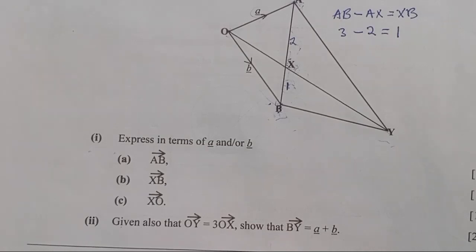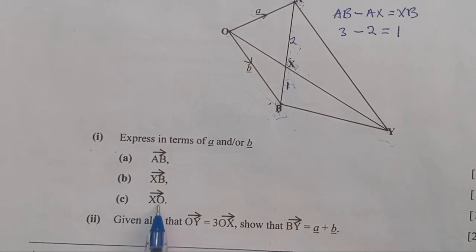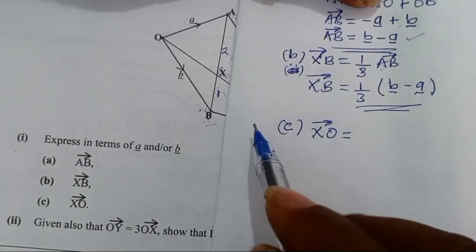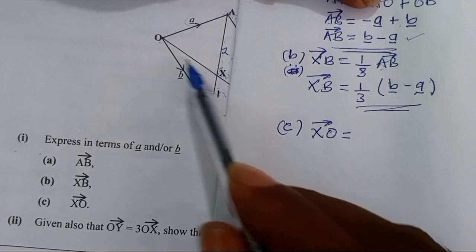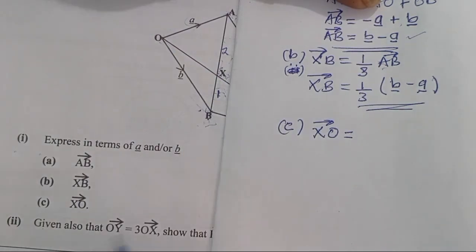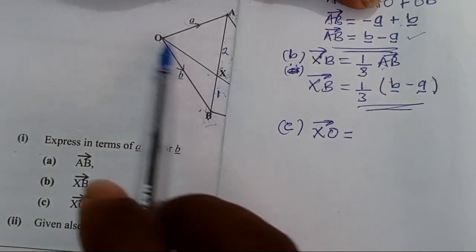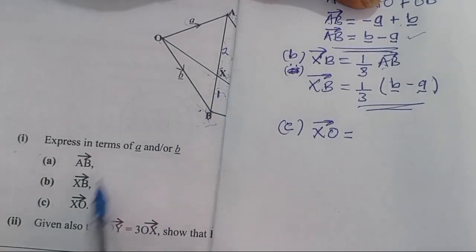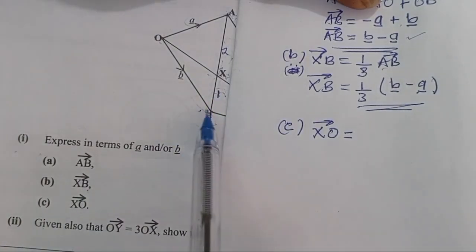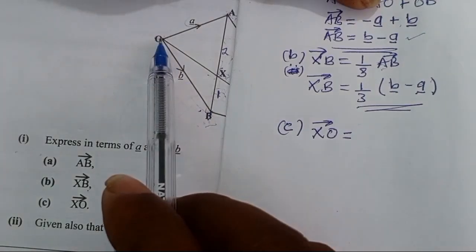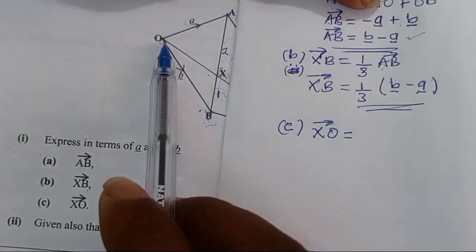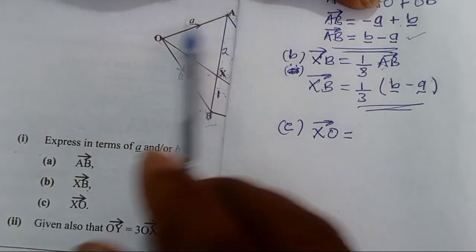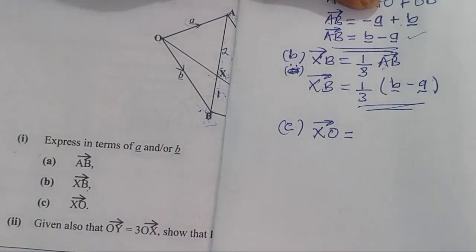So express in terms of scalar A and or scalar B, vector XO. So XO, in this case, I'll move triangular. XO is equal to XB. Do I have XB? Yes, I have. Okay. BO. So I will use this route. If I want, I can use this route. The answer will be just the same.